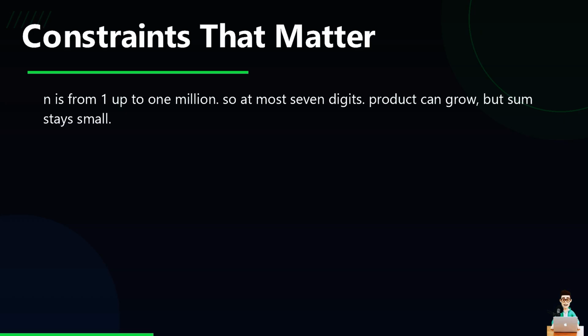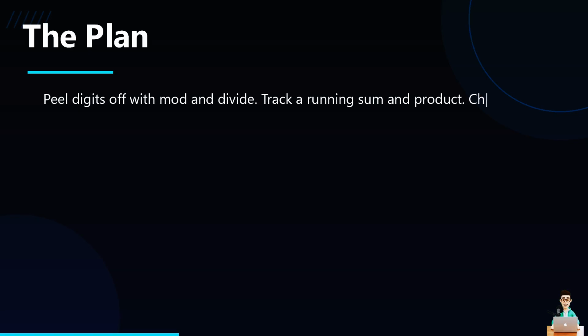Here's the plan. Walk through n one digit at a time, using mod 10 to grab the last digit and integer division by 10 to drop it. Keep a running sum and a running product as you go. Once every digit's been visited, add the sum and product together and check whether n divides evenly by that.